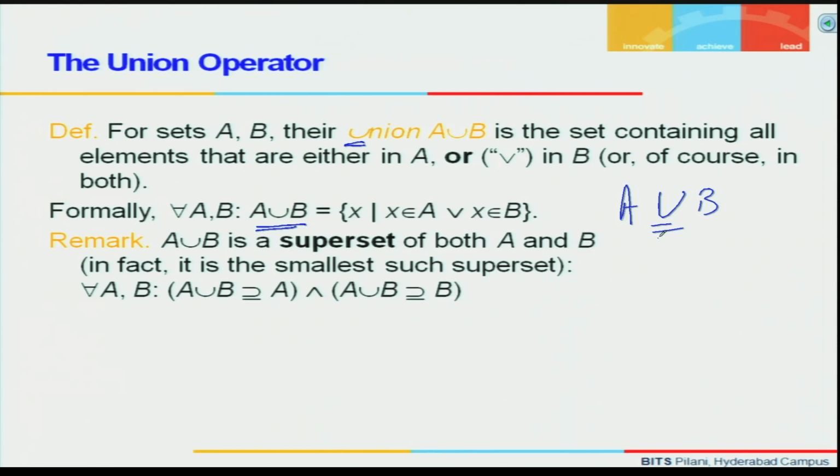And it is interesting to observe that if you got A and B, when you think of the sets which contain both A and B, there can be a number of sets. Among all those sets, A union B is going to be the smallest superset. There cannot be any subset of A union B which is containing both A and B. It is just an observation.